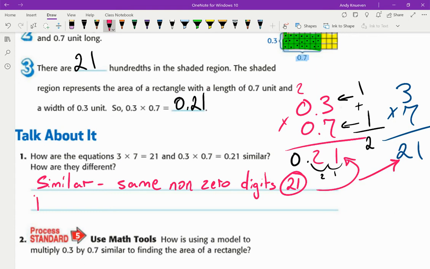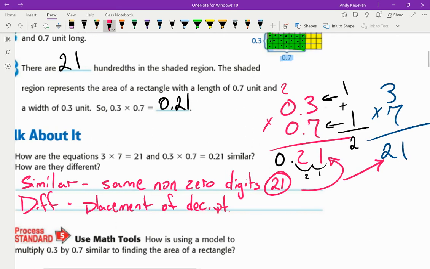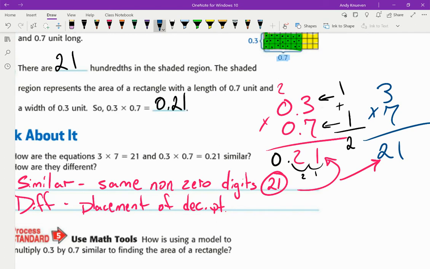But how are they different? Well, it's the placement of the decimal point, right? Because on 21, the decimal point is over here to the right of the 1, but on 21 hundredths it is to the left of the 2. So it gives it a different value.